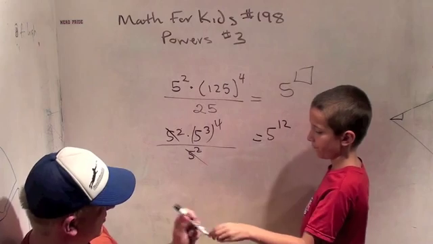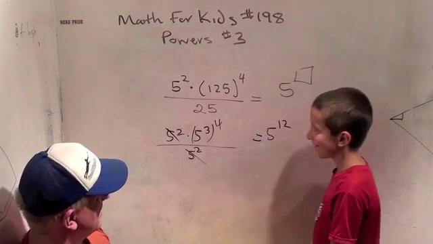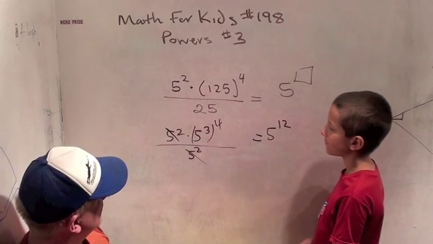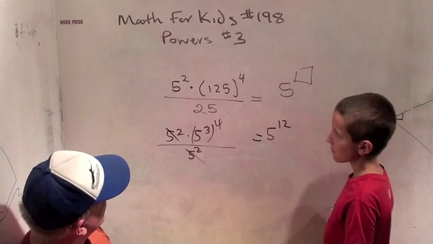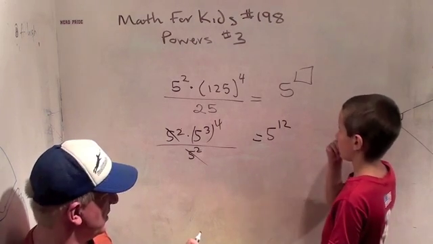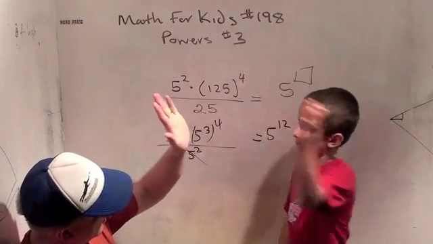Okay, that's awesome. Do you know what 5 to the 12th is? Off the top of your head? No. It's 125 to the 4th. I don't know what that is. Okay, that's good. So that just kind of shows some manipulating powers. That's good practice. All right, let's stop there.